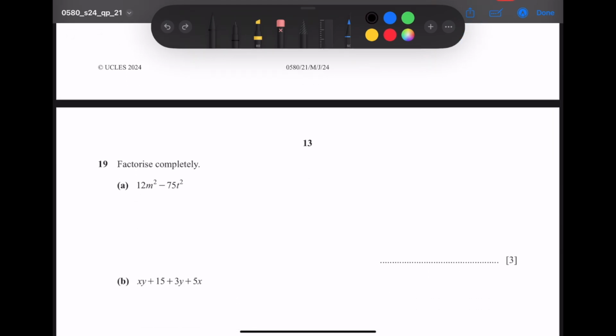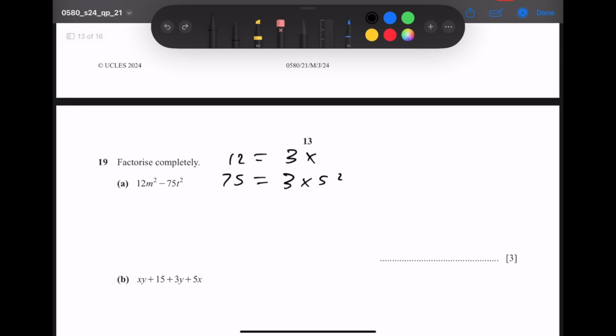Question 19a, factorise completely 12m square minus 75t square. So if we write the factors of 12 and 75 to find the HCF, this time it's not just an odd HCF, it can be any HCF. Although in this case, since 75 is an odd number, this means that 2 is not a prime factor within 75. So 75 is 3 times 5 squared, and 12 is 2 squared times 3. So in this case, the HCF is just 3, since 3 is the only common factor between them.